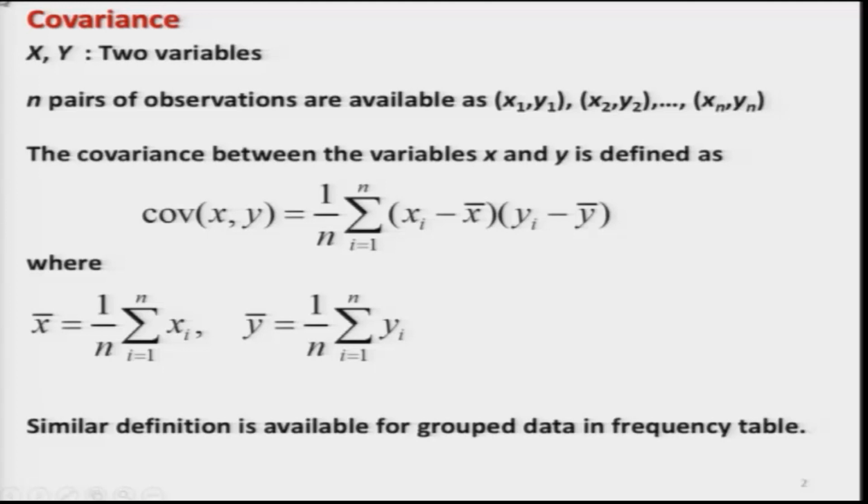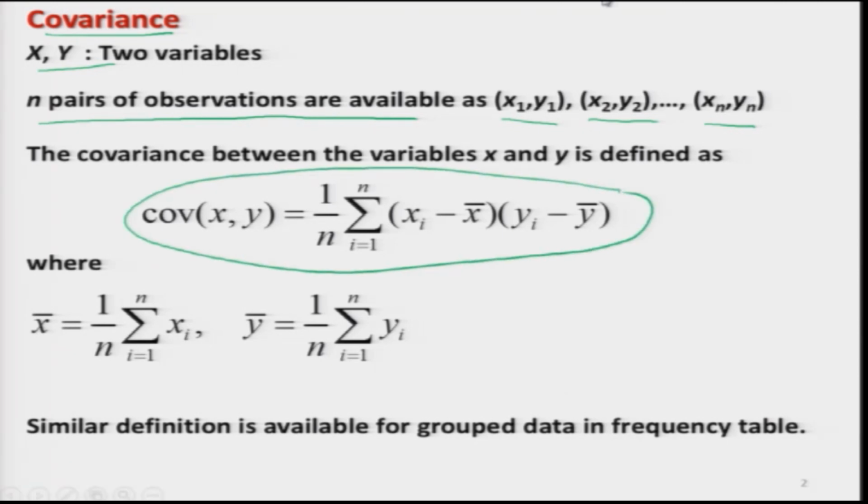So you may recall that we had discussed the concept of covariance between the two variables x and y, for which we had obtained n pairs of observations as x1 y1, x2 y2, up to xn yn. Based on that we computed the covariance between x and y like this, and this was for the ungrouped data, and similar definitions follow for the grouped data also.